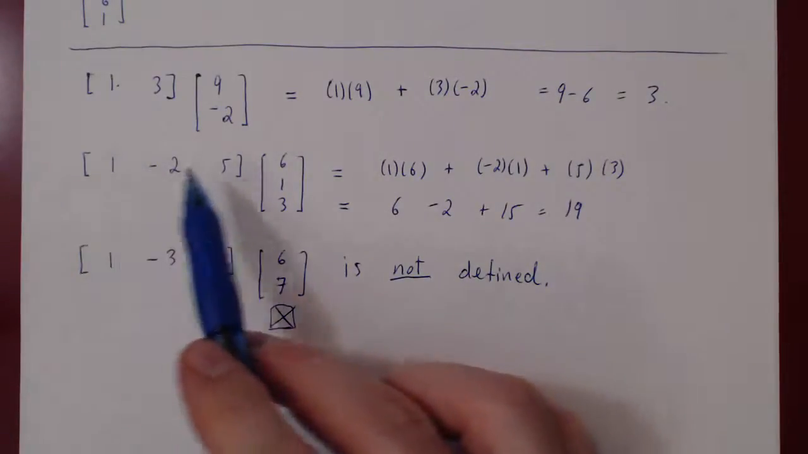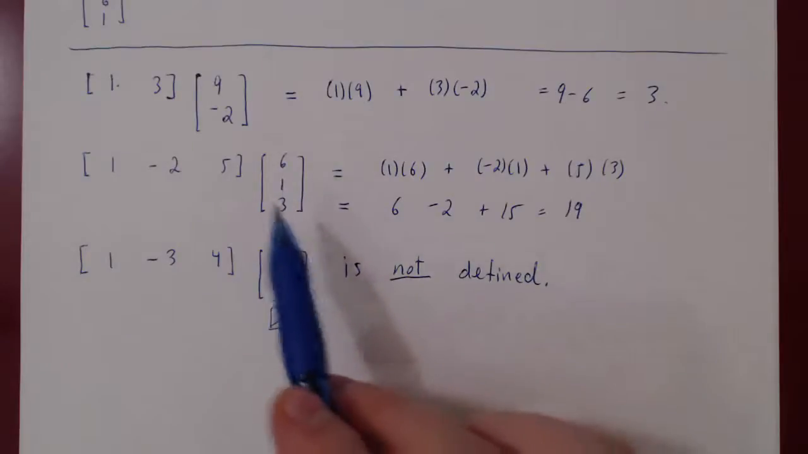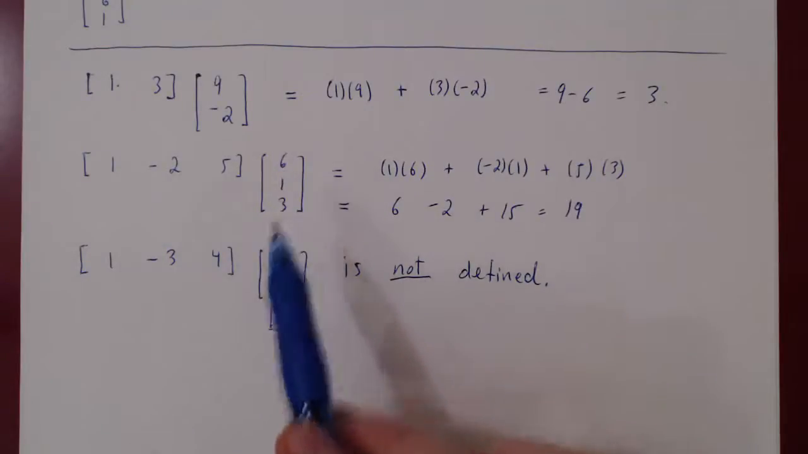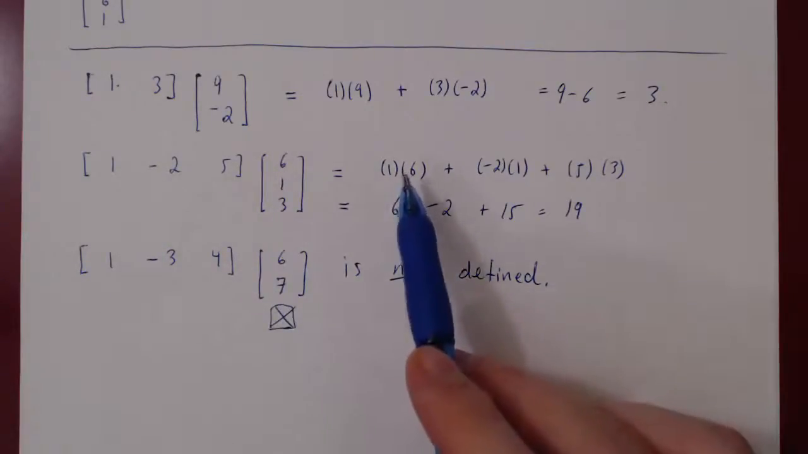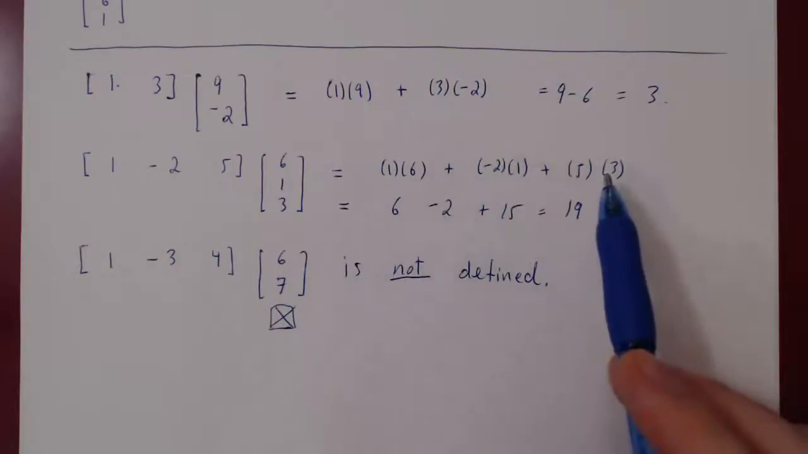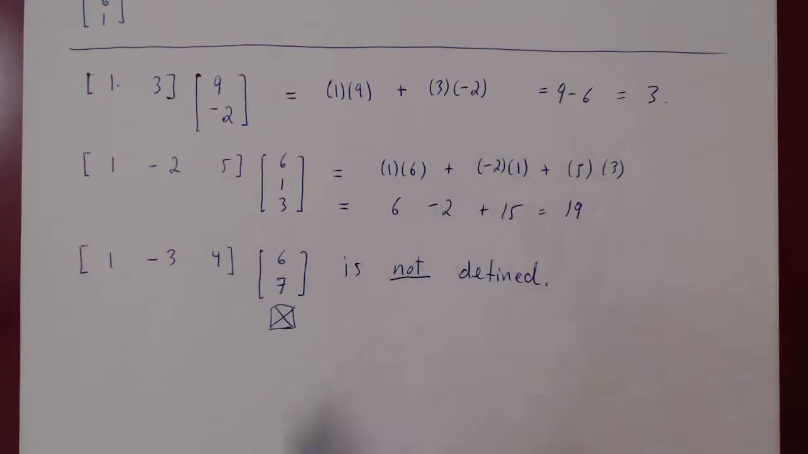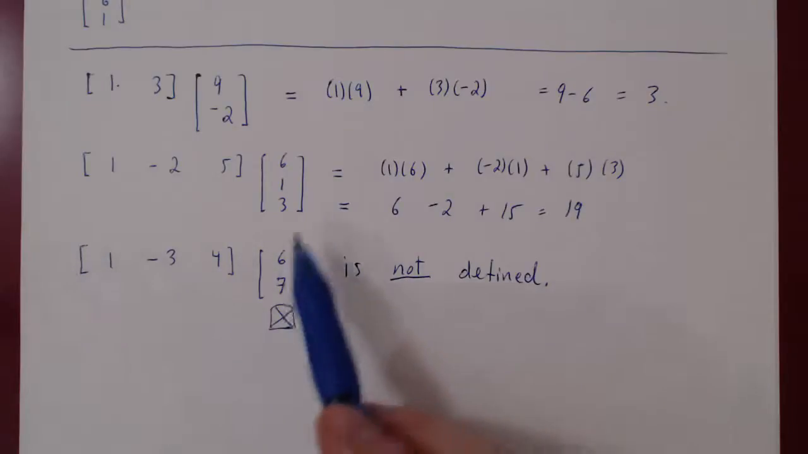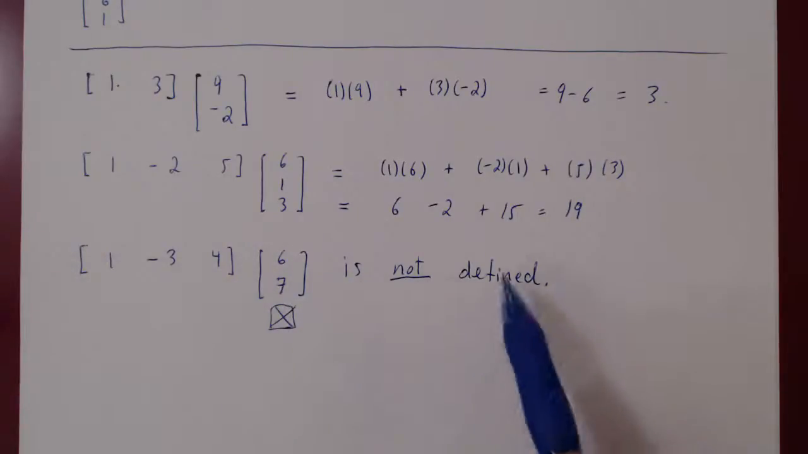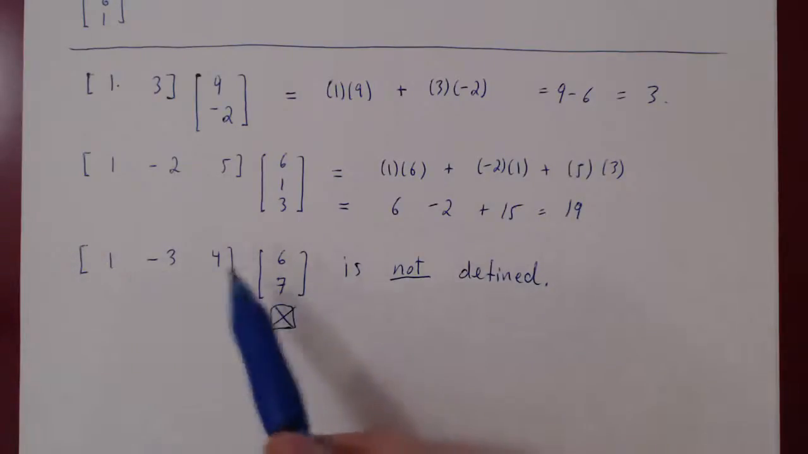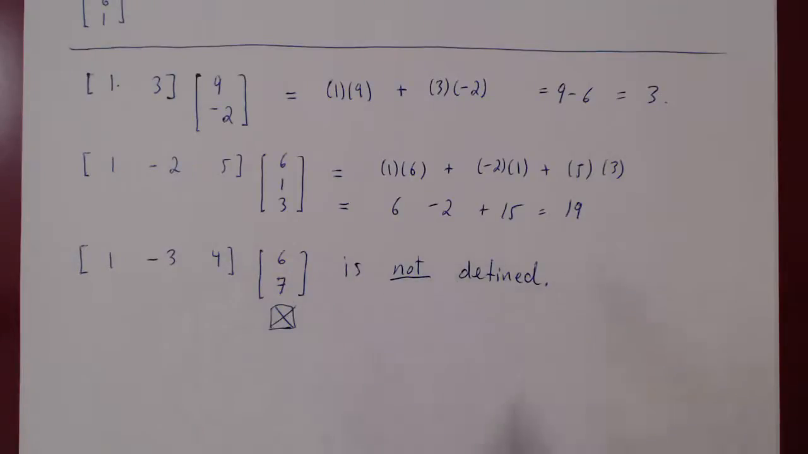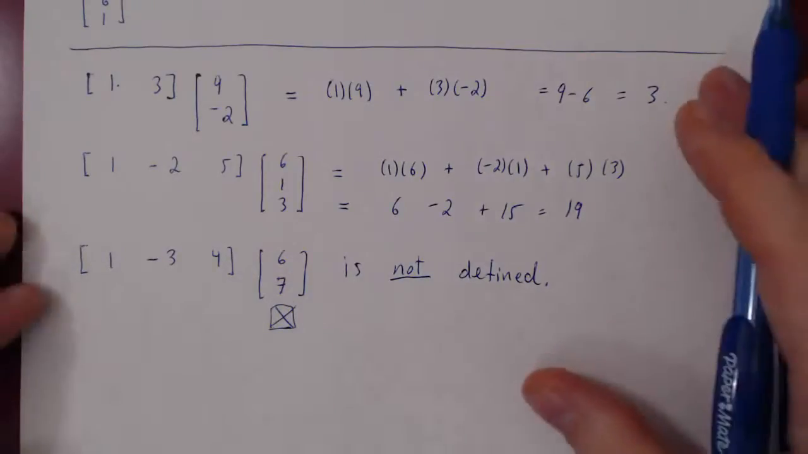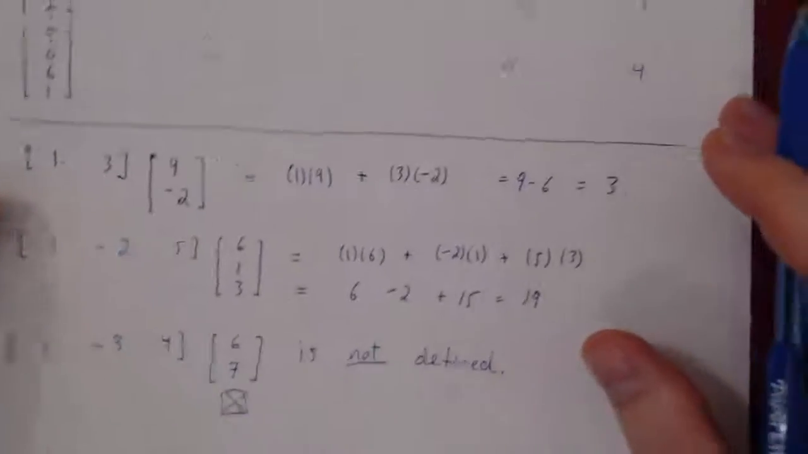You can multiply a row times a column matrix as long as they have the same length, the same number of elements, and you multiply their corresponding entries, and you add them up. If they have different length, then you cannot perform the multiplication, and so the result is simply not defined. So let's write our conclusion when we multiply a row times a column matrix.